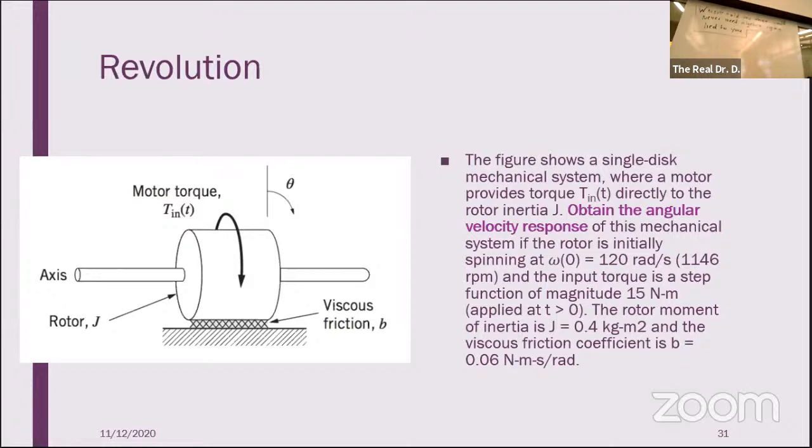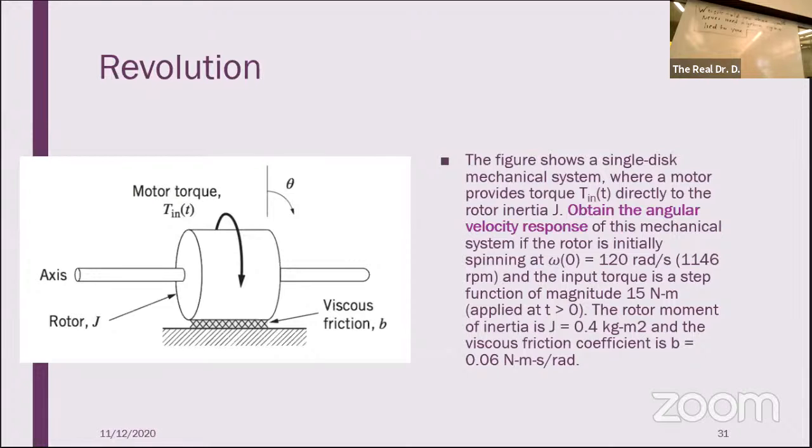So the figure below, or next to this, shows a single disk mechanical system where the motor provides a torque T in directly to the rotor inertia J. I want the angular velocity response of this mechanical system if the rotor is initially spinning with omega of 0 equal to 120 radians per second, given to us in RPM as well. And the input torque is a step function of magnitude 15 Newton meter applied at t greater than 0.